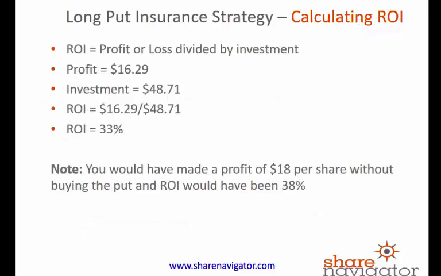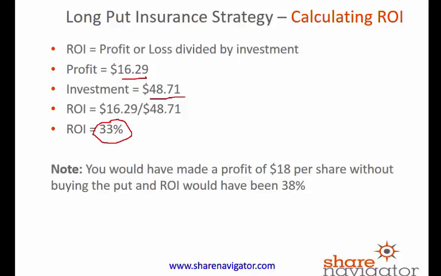So calculating your return on investment. Your return on investment is your profit or your loss divided by your investment. So our profit was $16.29. Our investment was the cost of the stock plus the cost of the put option. So our investment amount went up, so our return on investment there was 33%.